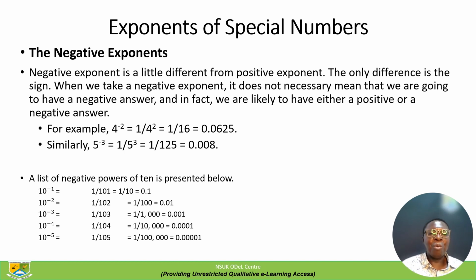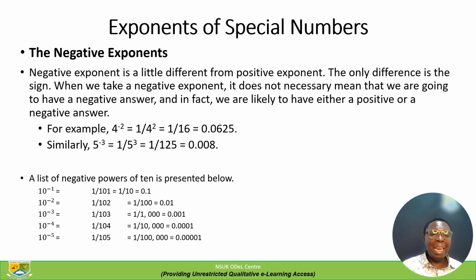For example, when you have 4 to the power of negative 2, it is going to be equal to 1 over 4 to the power of 2, which is equal to 1 over 16. And the answer will be equal to 0.0625. Similarly, 5 to the power of negative 3 will also give us 1 over 5 to the power of 3, which is equal to 1 over 125. And the final answer will be 0.008. I hope you are following.